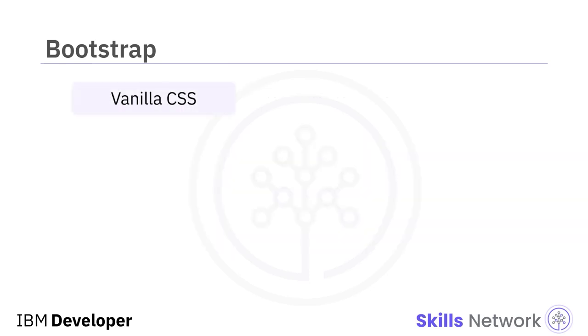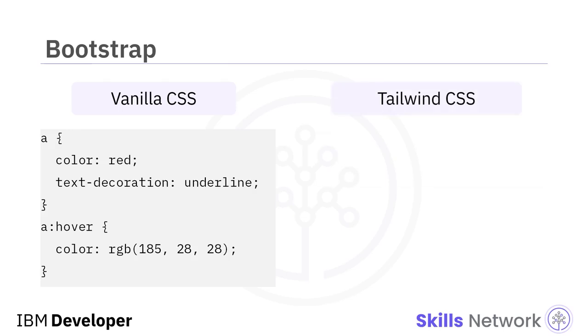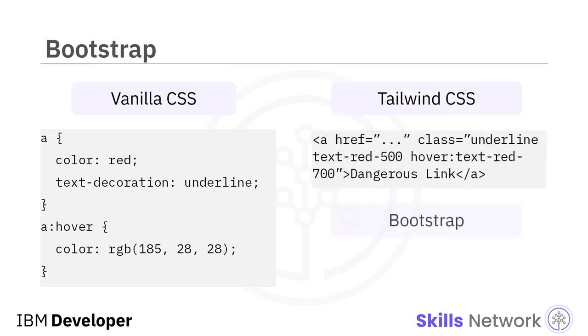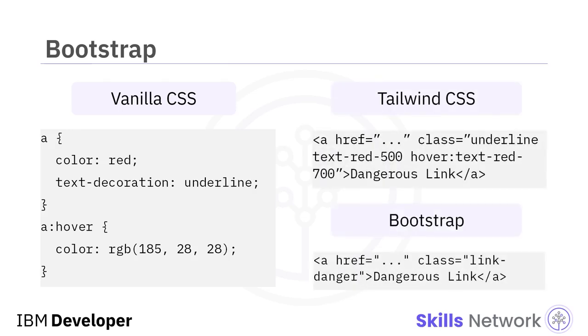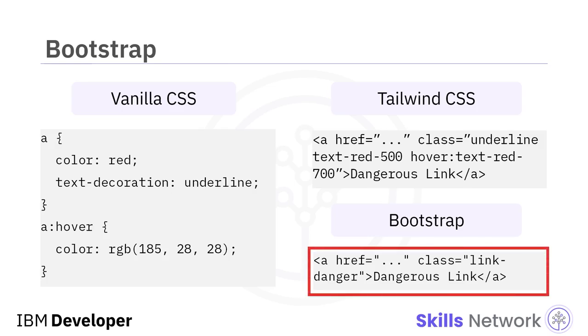Recall how to add this with vanilla CSS and Tailwind CSS. Now, Bootstrap provides a red danger link as one of its many components, and so adding this can simply be done by using the link danger class. Seeing all of these side by side, it becomes clear that for this example, Bootstrap has the easiest implementation of a danger link. However, this may not always be the case.